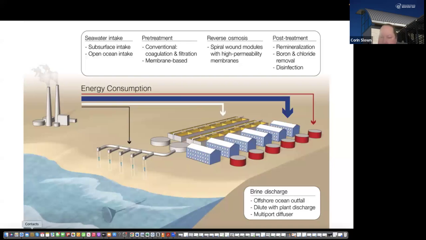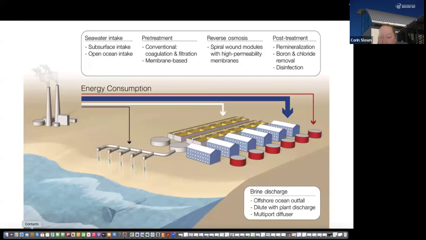Usually it's membrane based. And then there's reverse osmosis, where we'll talk about modules that essentially have very specific membranes to separate the water from solutes. And then there's post-treatment, which ironically is remineralization, so adding back in ions that are desirable, but also removing things that affect taste like boron and chloride, and then disinfection to make sure that, in fact, it's safe water.